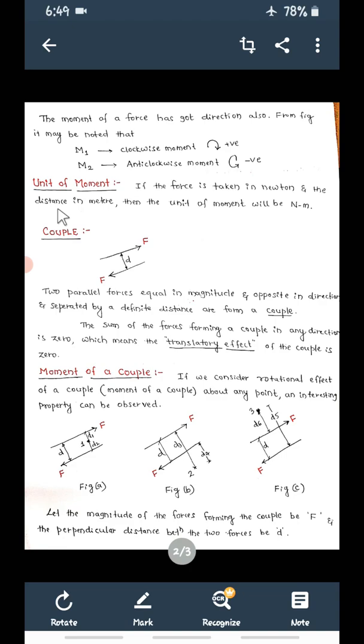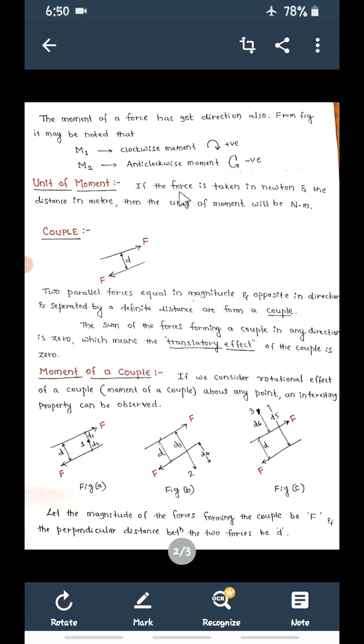Now the next important thing is the unit of moment. Moment is measured in a particular unit. So what is the unit of moment? Now see, what is a moment? It is force into perpendicular distance, meaning there are two terms: force and perpendicular distance. So the unit of moment will depend on the unit of force and the unit of distance. Whatever force unit and distance unit you take, the unit of moment will depend on that, because moment is force into distance.